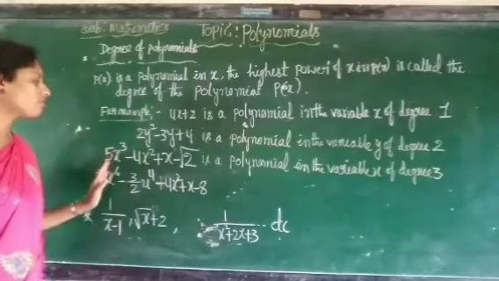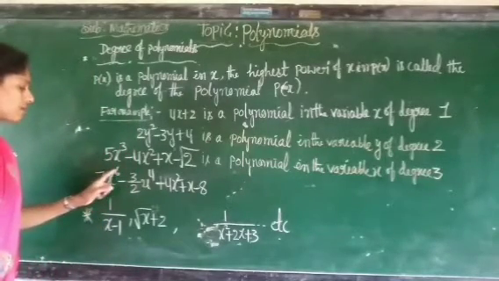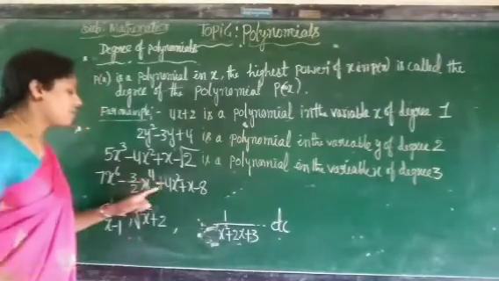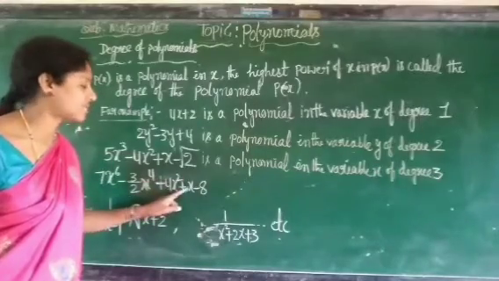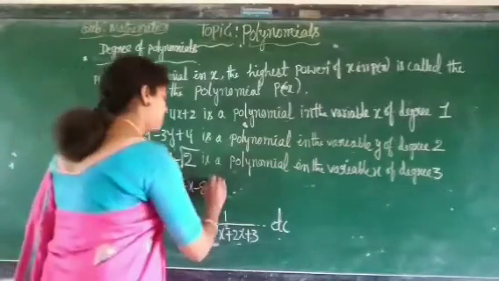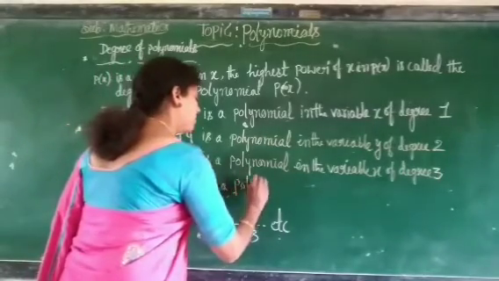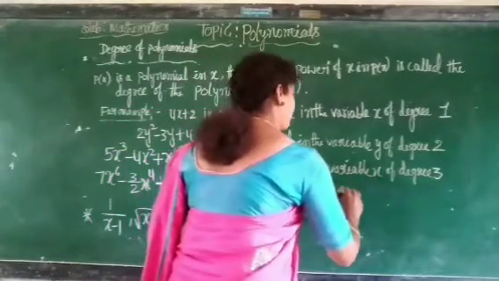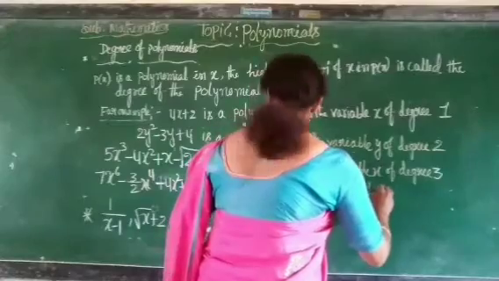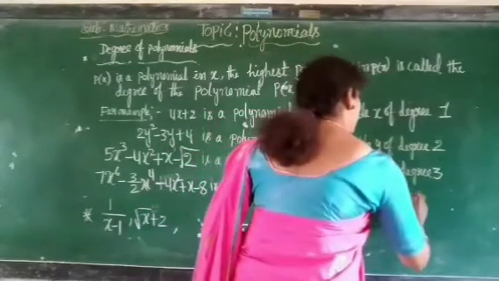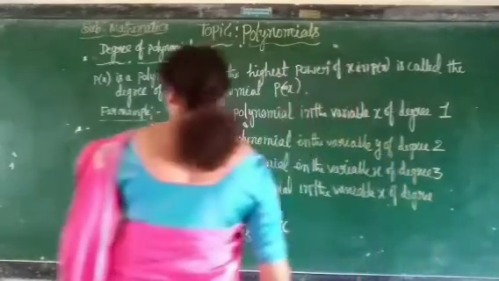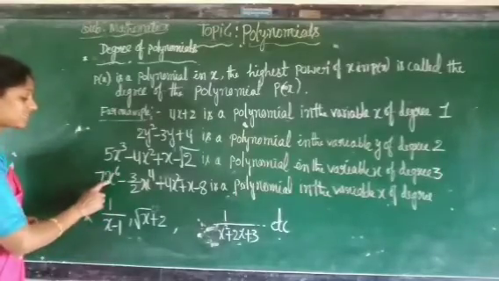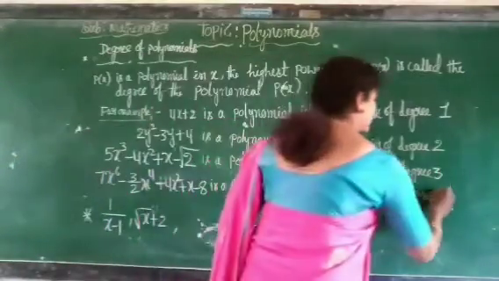Now we can take the fourth example. 7x to the power 6 minus 3 by 2 x to the power 4 plus 4x square plus x minus 8 is a polynomial in the variable x of degree. Once again I will explain. The degrees are 2, 1, 2, 4. The highest degree is x to the power 6. That is, the degree is 6.